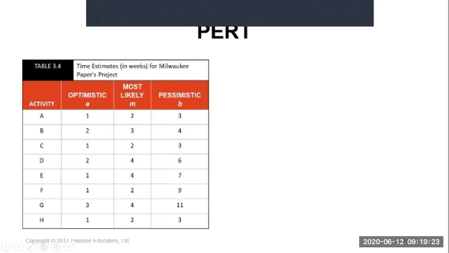We cannot just take only the optimistic time, or only the most likely time, or only the pessimistic time. In PERT you have to calculate the estimated time using this formula. It was given in the previous slide, remember? Let's do it for activity A. So 1 is the optimistic time.